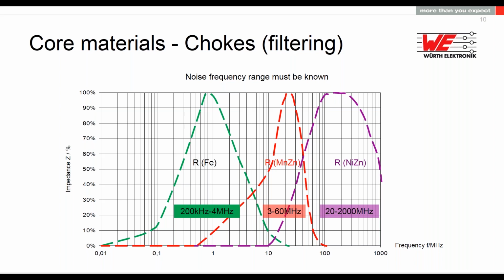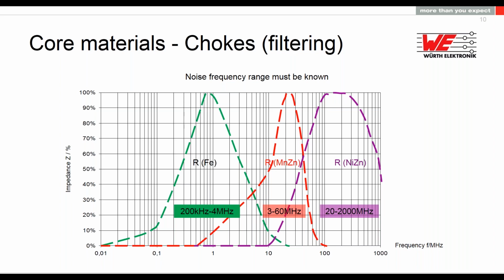So you can see here, iron powder cores act like a good filter between 200 kilohertz and maximum 1-2 megahertz. If you have some noise at 10 megahertz, an iron core won't help. You need a magnesium zinc core. Magnesium zinc core also has a limit above, I would say 30-40 megahertz. I will not use them. For 40 megahertz I will definitely use nickel zinc because they are much more effective.